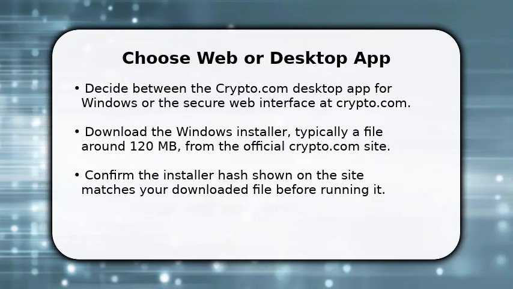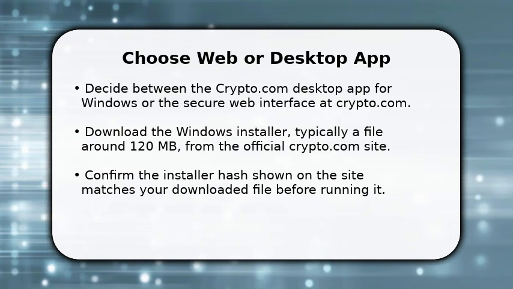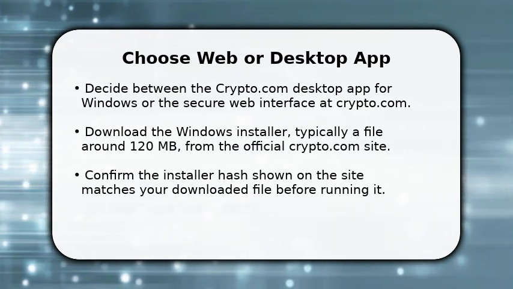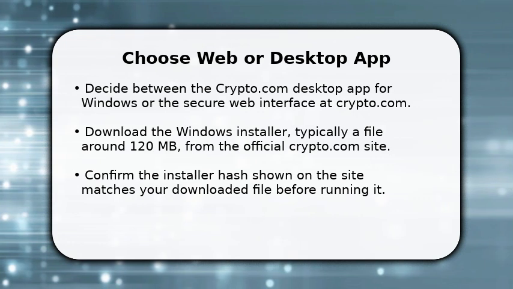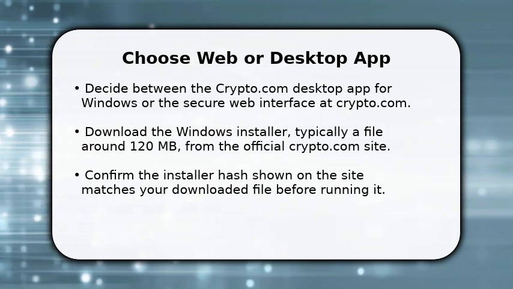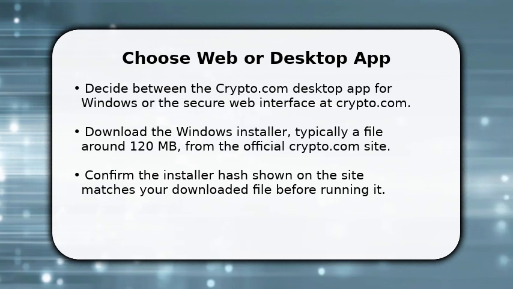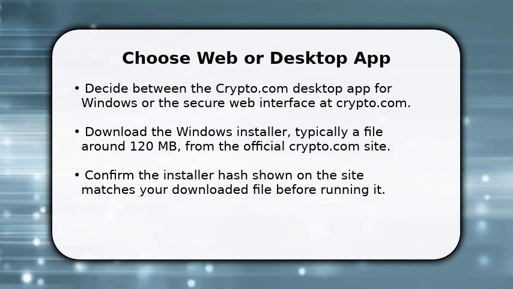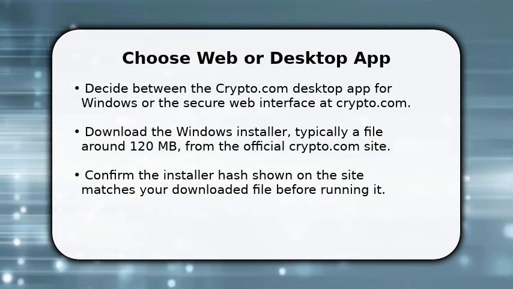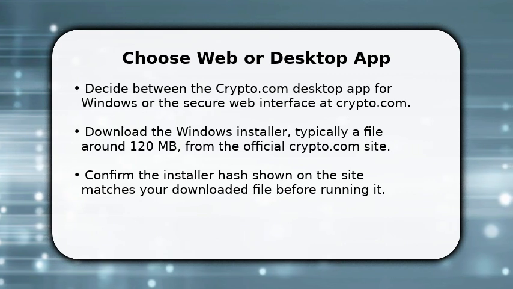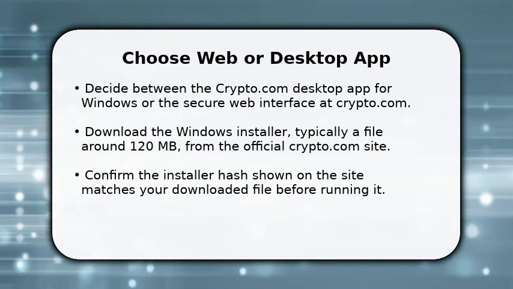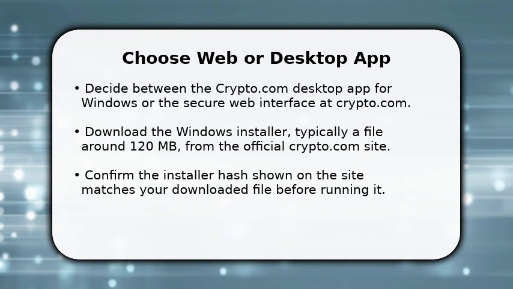Decide between the Crypto.Calm desktop app for Windows or the secure web interface at Crypto.Calm. The desktop app provides push notifications and a native experience, while the web version works in any browser. To install, open the official site and choose Downloads, then Windows. The Windows installer is typically a file around 120 MB, which saves to your Downloads folder.